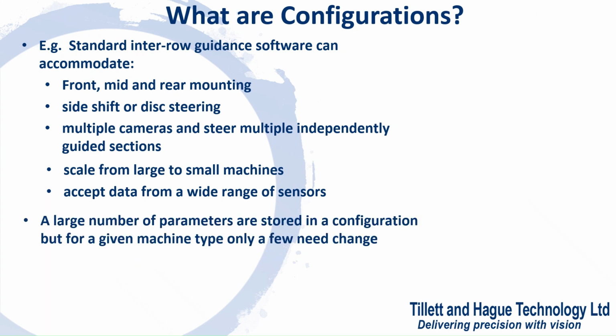There are therefore a large number of parameters stored in a configuration file, but for a given machine type it is usually only necessary to change a small number of them between applications. Defaults for generic designs have been created so that implement manufacturers only need alter specific items, such as side shift stroke, to customize the default to a specific machine.